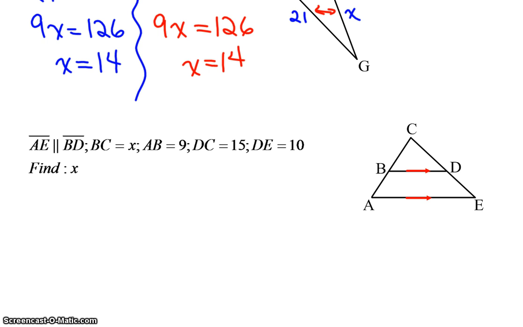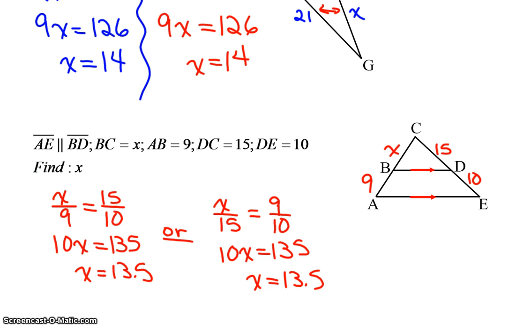Now, I'd like you to try the next problem on your own. Pause the podcast, then come back and check your work. Notice again, it doesn't matter whether we match up the parts on one side and compare them to the parts on the other side, or match them up across the sides of the triangle. We still get 13.5 for X.